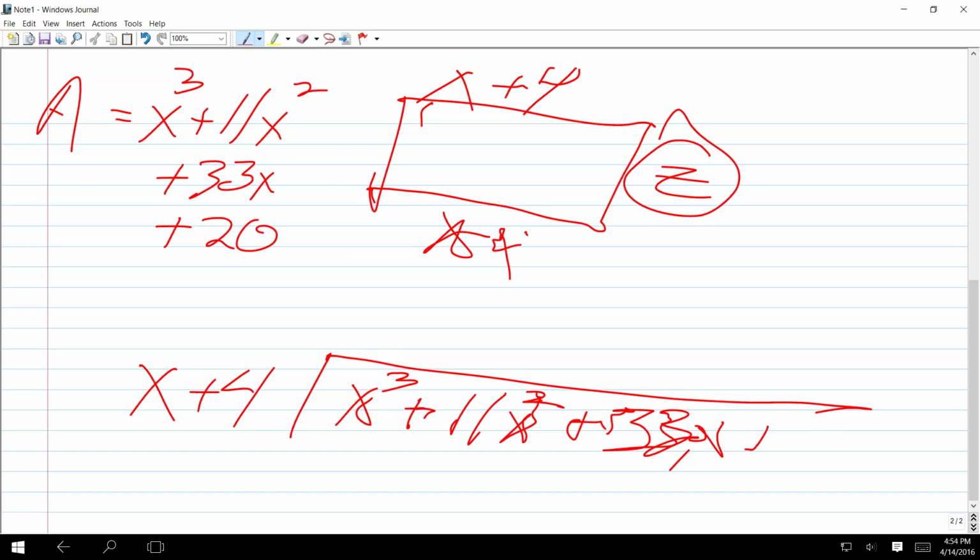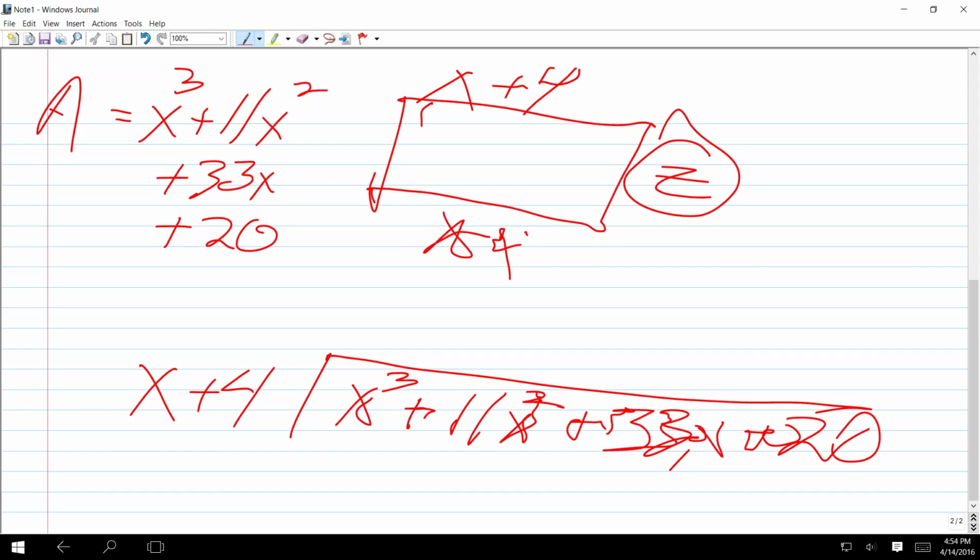Can you do it? I don't think you need me to do this one, actually. Go ahead and try it. Okay. And the answer is going to be x squared, for starters. That's your first term. Plus 7x. Okay, got that. Keep going.